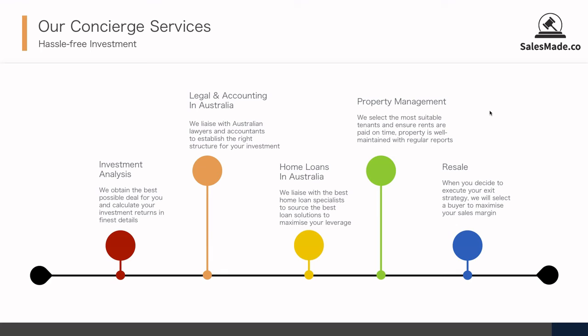Apart from renting, there is also the resale option. So when you decide that you want to get out of the property, cash out, sell the property, get a profit, we can also select the buyer or maybe even source the right agents to sell the property for you at the highest price in order to maximize your sales margin. So these are the 5 things that we can do to remove the hassles from your end so that you can get the cash flow and the sales margin at the end, and make it a worthwhile investment. So there are different steps to the property sales, or the property transaction in this case.